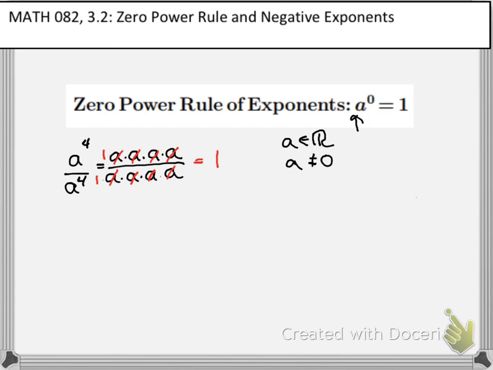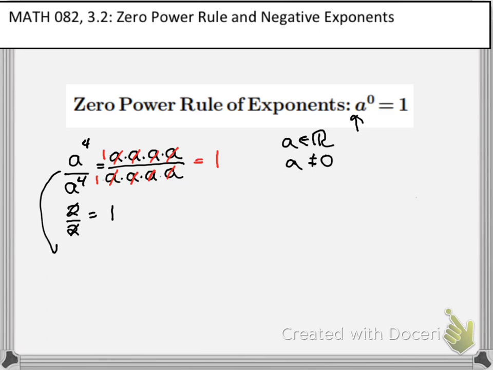A over A is 1. If you don't believe me, think about a simpler problem. 2 divided by 2. Well, what is 2 over 2? We just cancel these out and we get 1. Likewise, a to the fourth over a to the fourth is 1. Not 0, but 1.